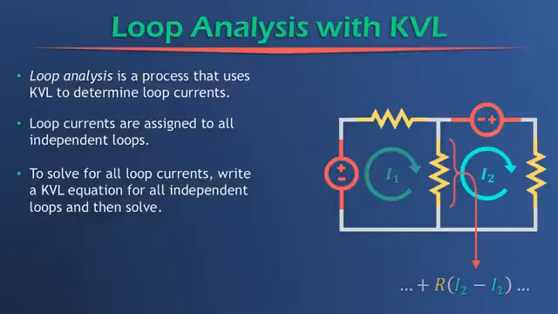And now say we were in the I2 loop. It would be basically the opposite. I2 is now in the positive direction because we're going around the loop like this. And now I1 is going in the opposite direction because I1 is going down through that resistor and I2 is going up through that resistor. And we're going to say that I2 is in the positive direction because that's the loop that we're in. So R times (I2 minus I1) for that particular loop. Hope that makes sense.